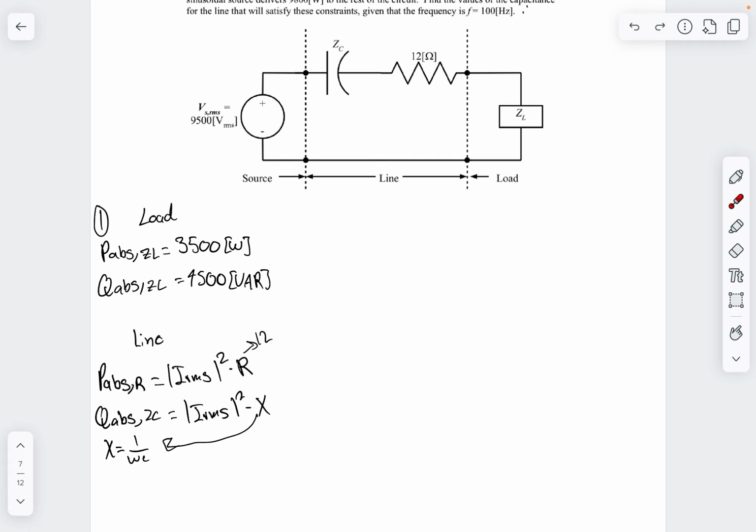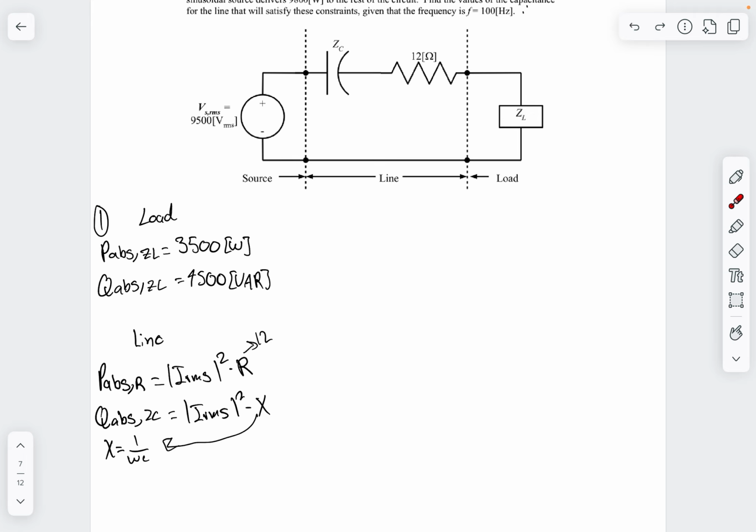And then for the capacitor, since it is a capacitor, it's going to be reactive power, so it's represented by the Q. The power absorbed by the capacitor is represented by the magnitude of current squared times X. And since this is a capacitor, X is equal to 1 divided by WC. W is just our radians per second, and C is just our capacitance.